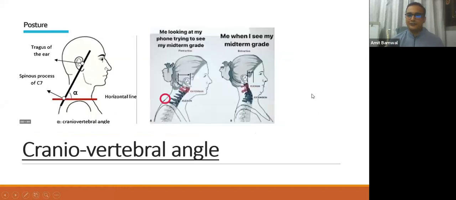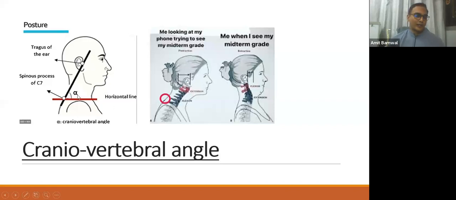We had an image for this. We can see there is an angle, made by a horizontal line from the C7 spinous process and a straight line from the tragus of the ear to the spinous process of C7. Normally this angle is about 50 degrees. If it is less, then we can assume this is a forward head posture.